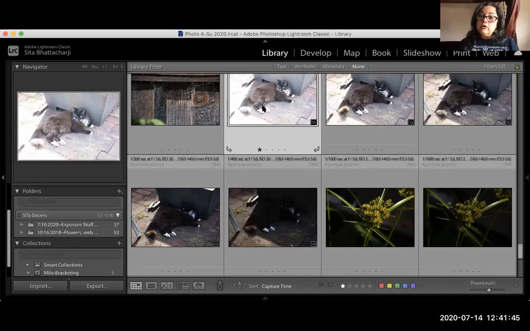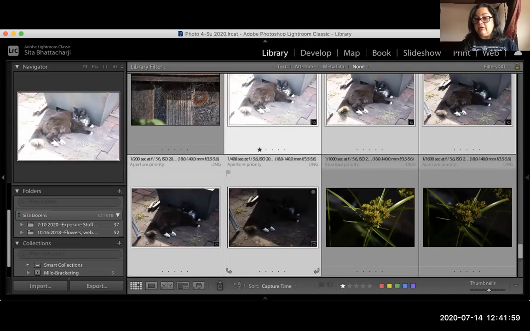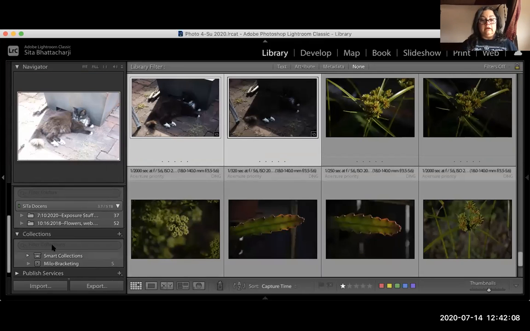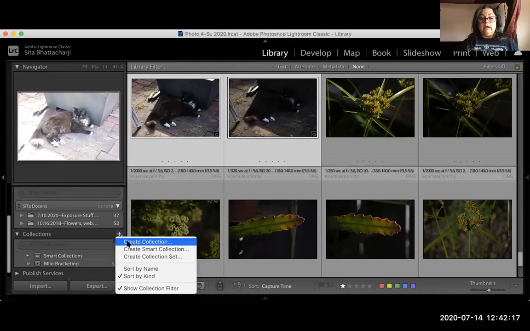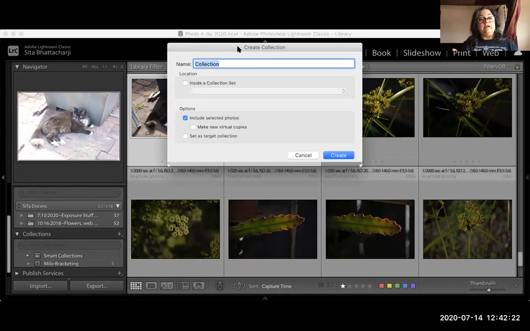Or if I know that I want to import a group of images that are all together, so from this first overexposed image to the last one, I can click on the Shift key, like so, and that will select contiguous images. And if I want to make a collection, I can go over to the bar on the left. It says collections, and click on the plus sign, and I will say create collection. And then this create collection box comes up, and I can name it.